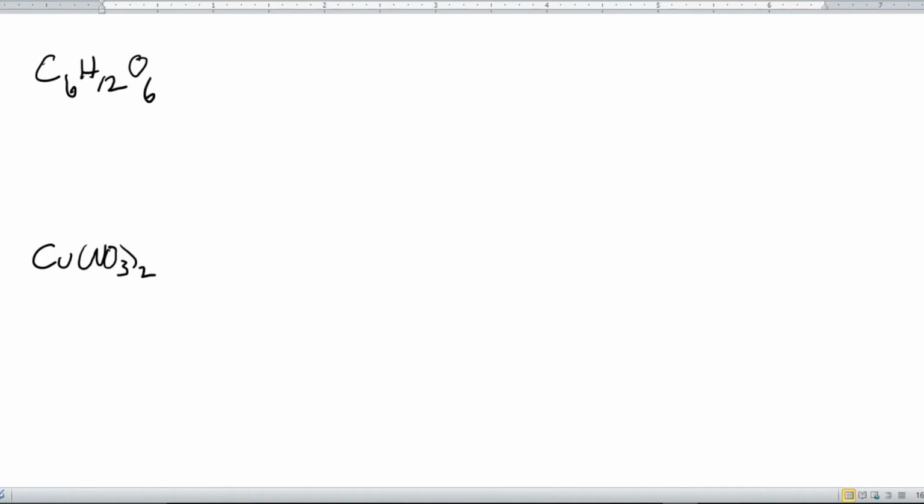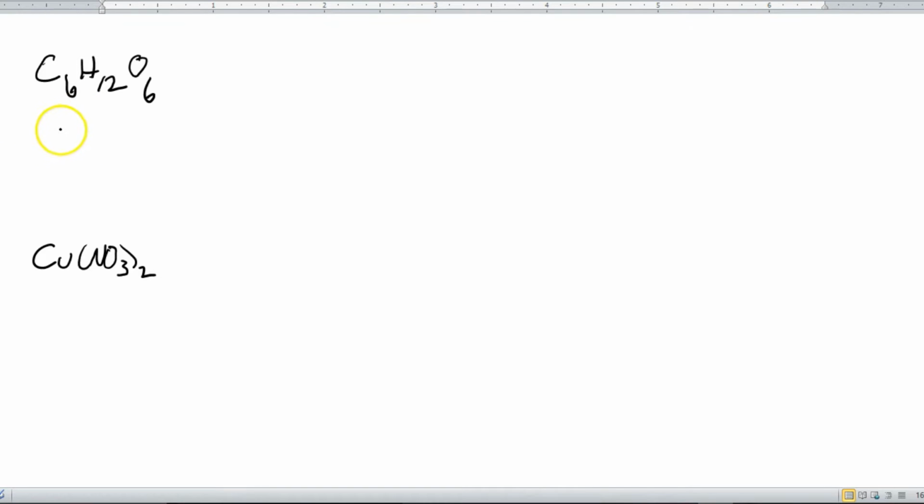I've got a couple examples to show you of how to calculate percent composition. Alright, so let's get into it. So first off, up here we've got good old C6H12O6, otherwise known as glucose. So what we're going to do first, step one, is to figure out the molar mass of this compound.